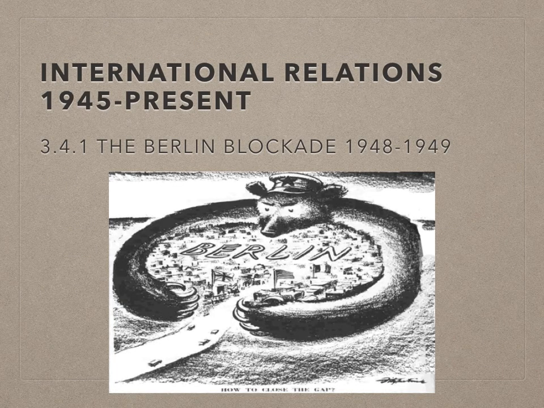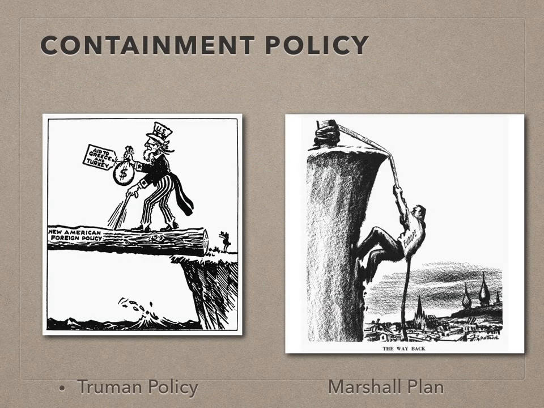As we looked at in our last video, the tensions between the superpowers of the USSR and the USA had already manifested in the Berlin blockade of 1948 and 1949. Remember, the US was continuing a policy of containment against the spread of communism. To do this, they offered military aid in the form of the Truman policy and economic aid in Europe as part of the Marshall Plan.